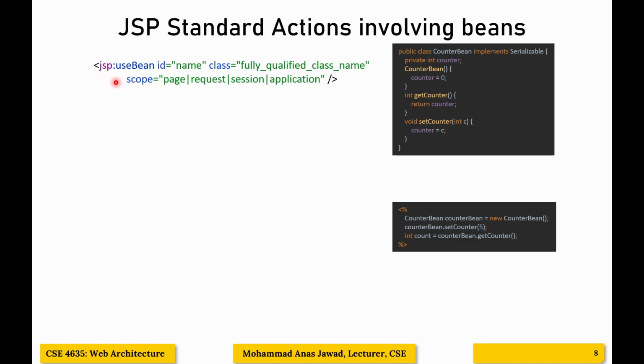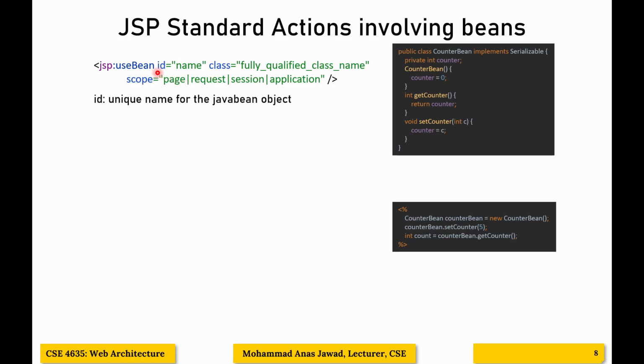Now, to create a JavaBean object inside a JSP page by using standard action tags, we use the JSP useBean action tag. This useBean standard action tag has a couple of attributes like ID, class, scope, and some others as well. But these three are the most important when it comes to creating a JavaBean object inside your JSP page by using the useBean action tag. So let's see what these attributes do.